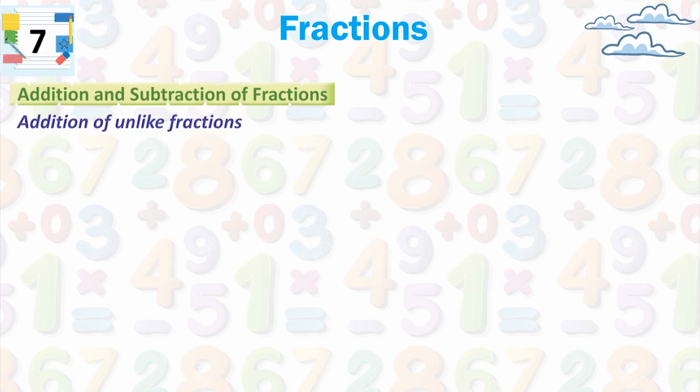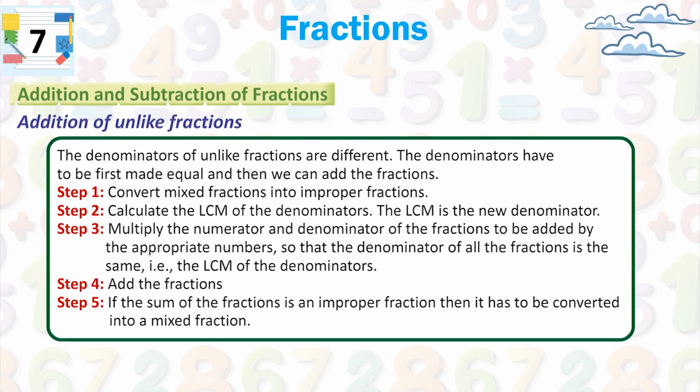Addition of unlike fractions. The denominators of unlike fractions are different. The denominators have to be first made equal and then we can add the fractions. Step 1. Convert mixed fractions into improper fractions. Step 2. Calculate the LCM of the denominators. The LCM is the new denominator.